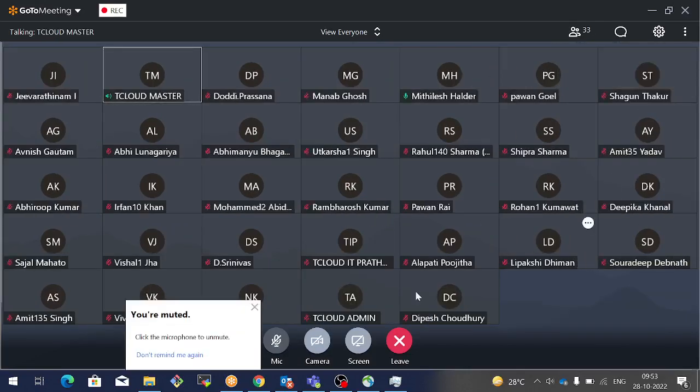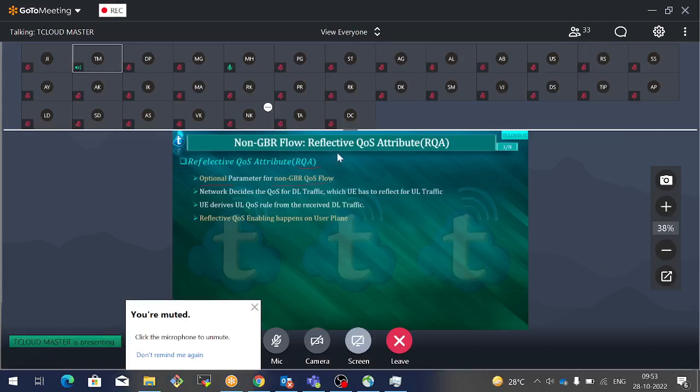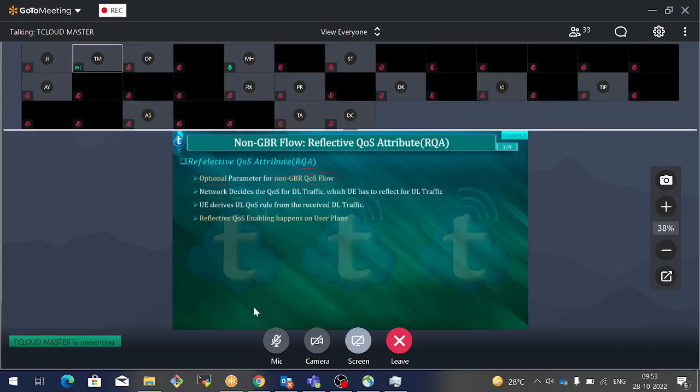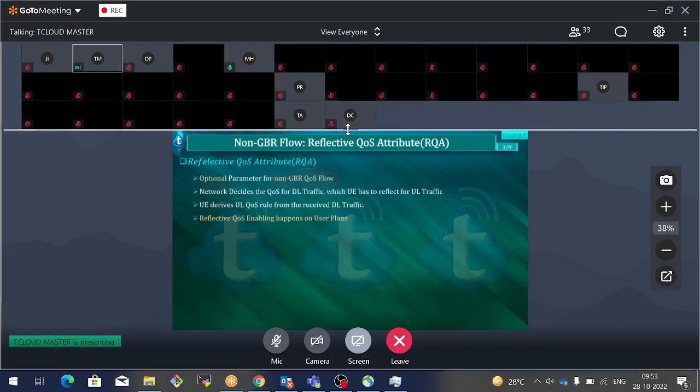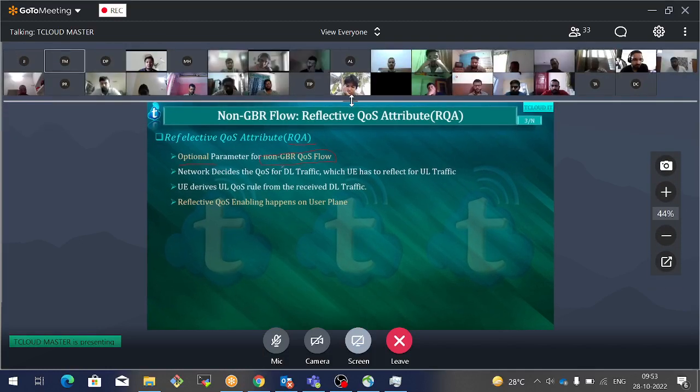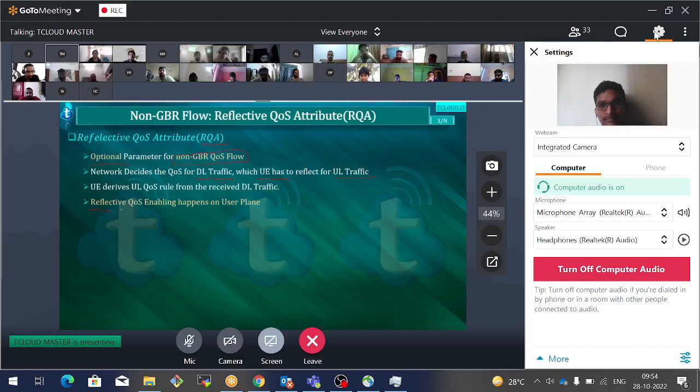It is an optional parameter applicable for non-GBR quality of service flows, non-guaranteed bitrate quality of service flows. Simple meaning of this is whatever the quality of service that is working for downlink traffic, mobile will have to apply the same quality of service for uplink. That is what is called as reflective. For example, a mirror is a reflection.